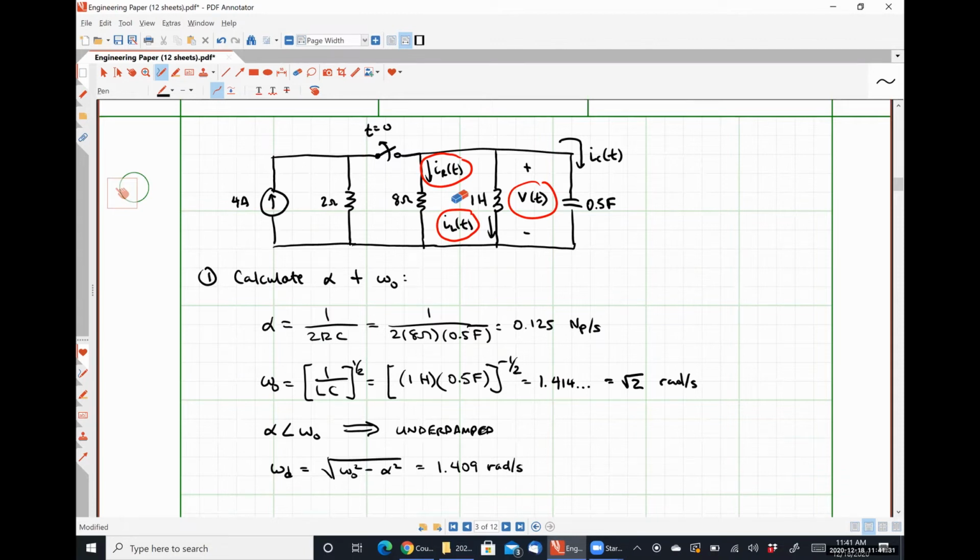You know what? I lied. We're not going to calculate IL because I want to take that time to show you how to verify things on LTspice. That will be a better use of time.